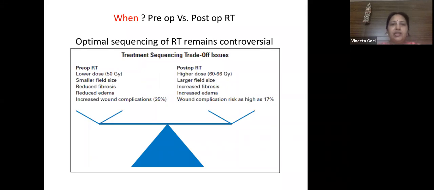Now, I'm going to slightly change the gears here and talk about the preoperative radiation therapy. So honestly, all of us have our own biases. As a radiation oncologist, I am very biased.